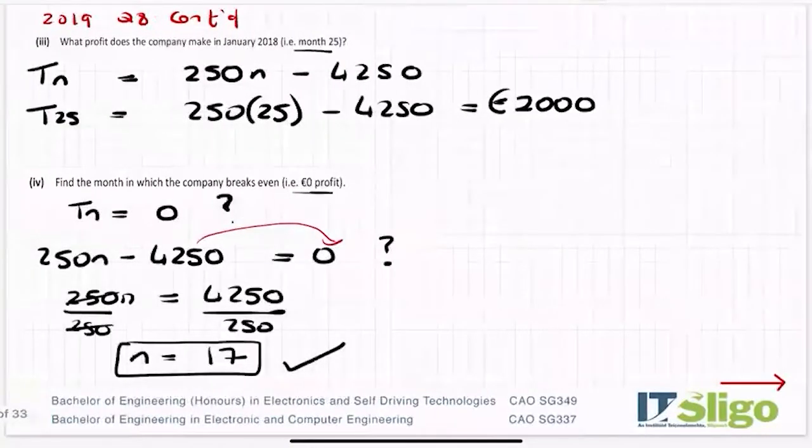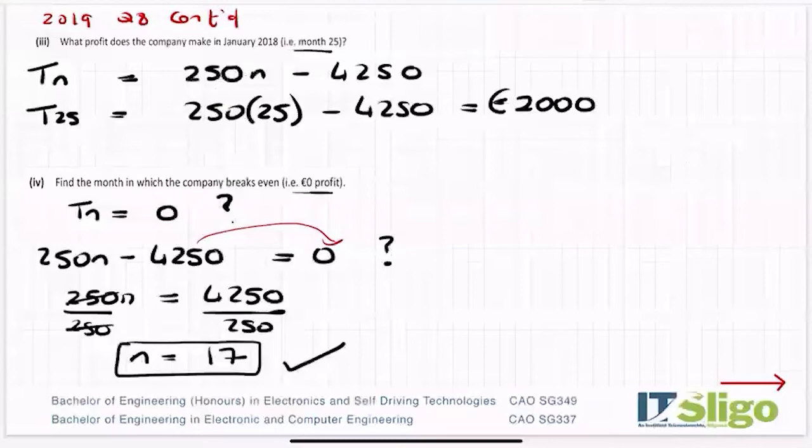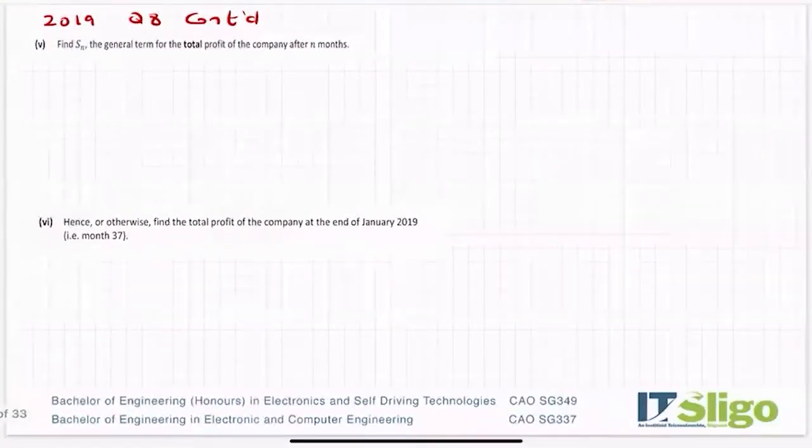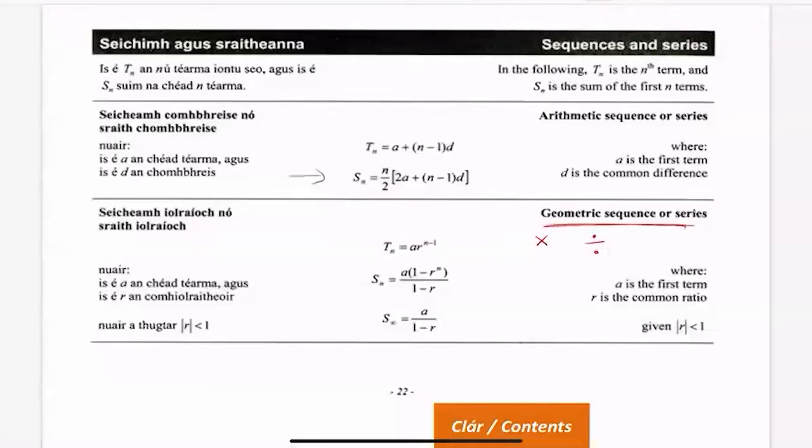And then in a sequence and series question, I'm expecting to be asked about the Sn formula. That normally follows the work on Tn. And sure enough, find Sn, the general term for the total profit of the company after n months. If it's after n months, I'm just going to leave n as n. So take down that formula.